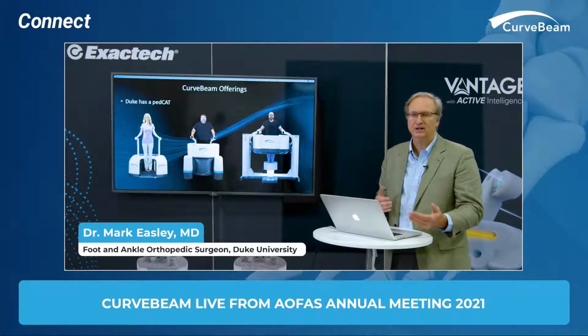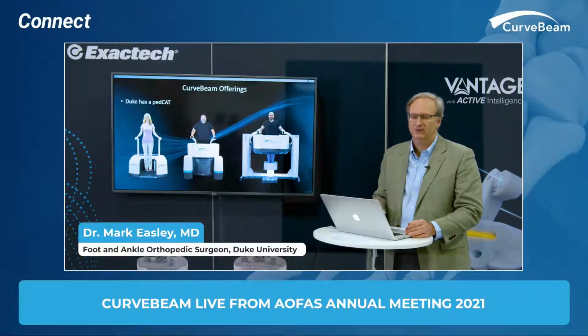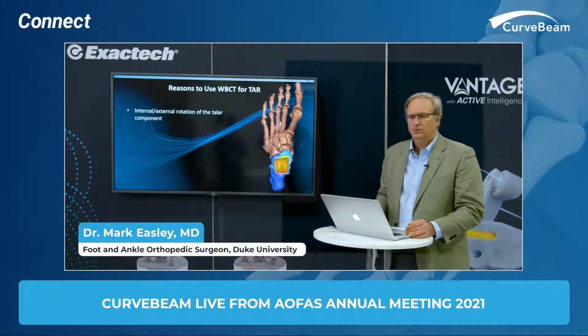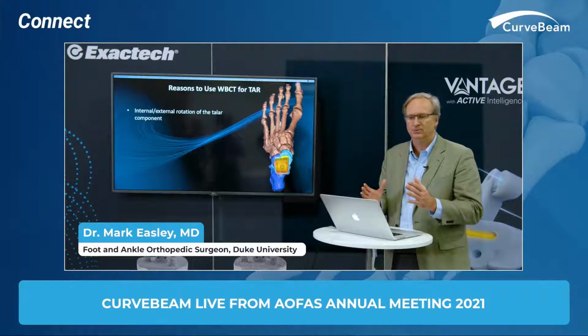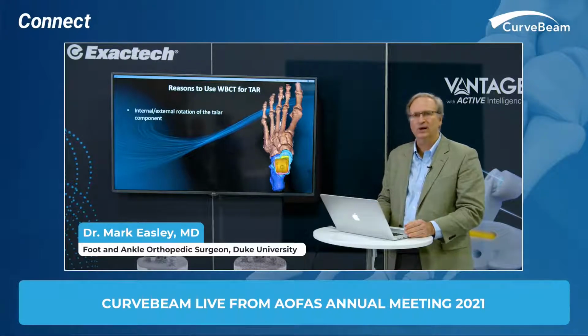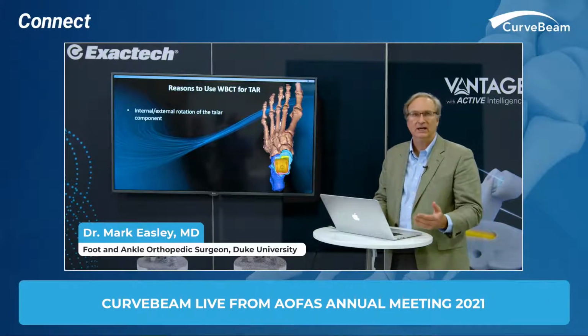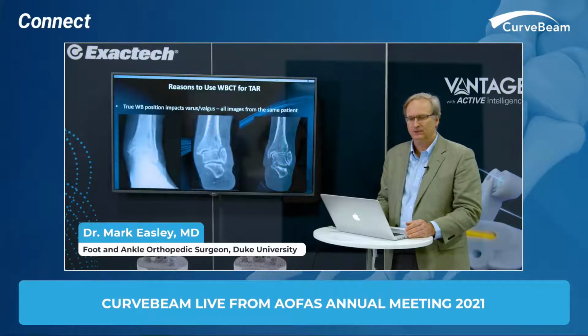So as this technology progresses, I'm envisioning that we're going to study this even more carefully, as some institutions are doing, more carefully to look all the way up to the hip to get the proper alignment. The reasons to use a weight-bearing CT scan, one is to really look at the internal and external rotation of the talar component as it relates to the tibial component. So weight-bearing gives you a true understanding of what the ankle looks like in a weight-bearing position, which we really haven't studied very carefully up until this point.